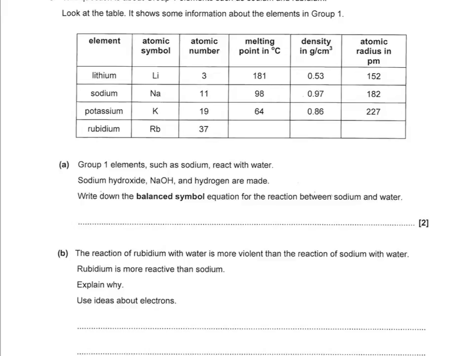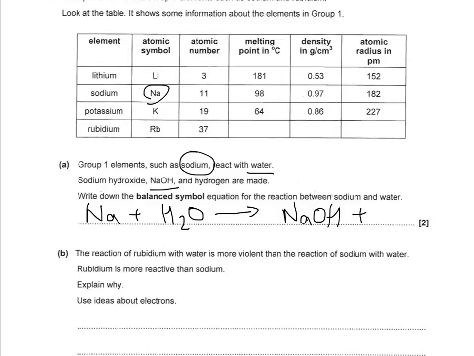So first thing to do when you're doing symbol equations is first draw an arrow, then write down the things that are reacting. So it says sodium, which is Na, reacts with water. Hopefully you know the symbol for water, it's H2O, and it makes sodium hydroxide, which it gives you, and hydrogen gas, which is H2. So that gets you the first mark. Second mark is for balancing, and you just need to have 2 of those, 2 of those, and 2 of those.